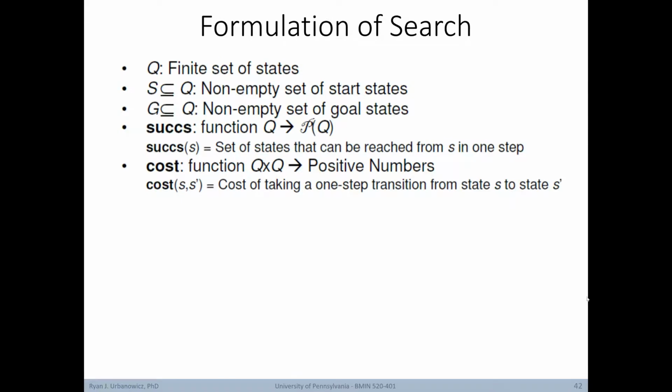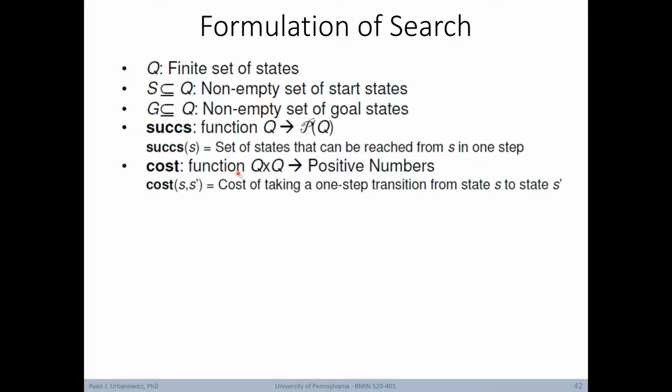We'll end this little introduction to search with a formalization of the search procedure. Here we have Q defined as our finite set of states, we have some non-empty set of start states, and a non-empty set of goal states. Here we define our successor function, where we can show Q transitioning to any other new state. The successor function of S is the set of states that can be reached from S in one step, or in other words, one search step.